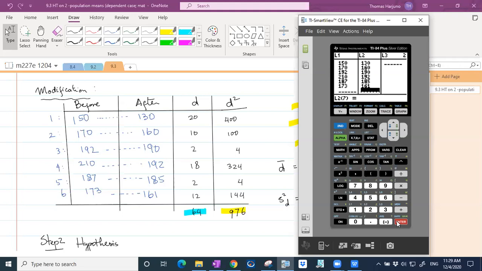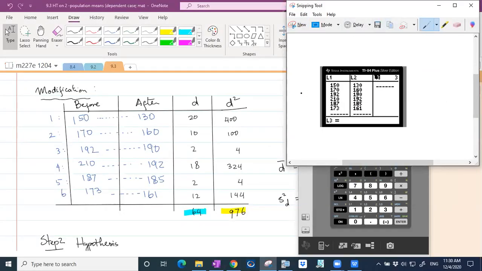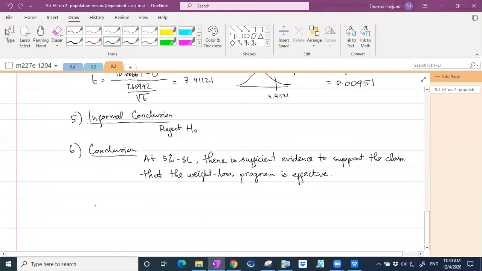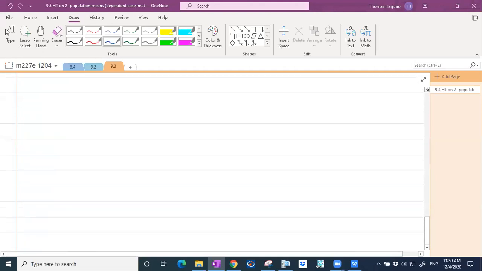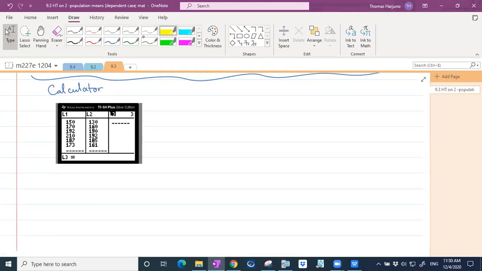Now, I will teach you how to get these D's super fast. What you will do is move your cursor to the third column. Do you see it there? Now move it up to that L3. So you occupy column 1 and column 2, and your cursor has to be on the third column's header. And we will insert the command L1 minus L2.